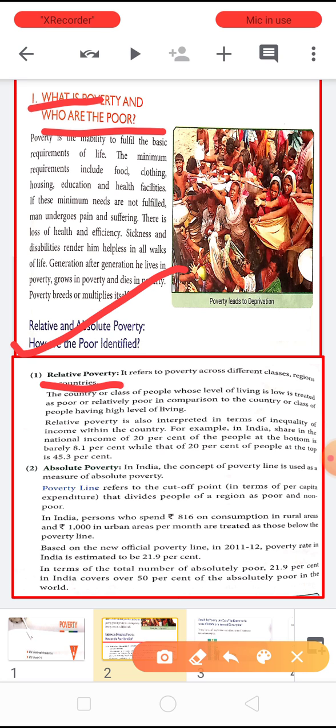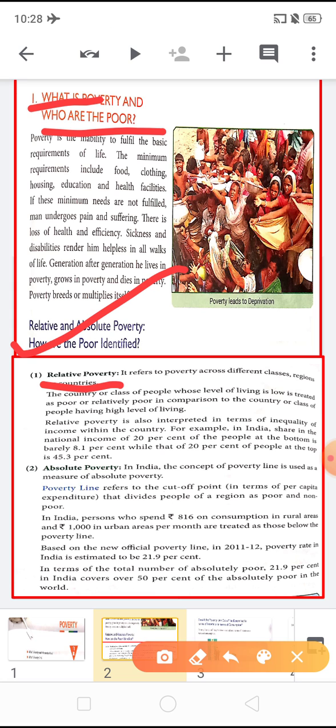Now, first we'll talk about relative poverty. Children, relative poverty refers to the poverty of people in comparison to other people, regions, or nations. For example, suppose Ram has a lower income in comparison to Sham, then we can say that Ram is relatively poor. So it helps in understanding the relative position of different segments of the population, and it only reflects the relative position of different segments of the population in the income hierarchy.